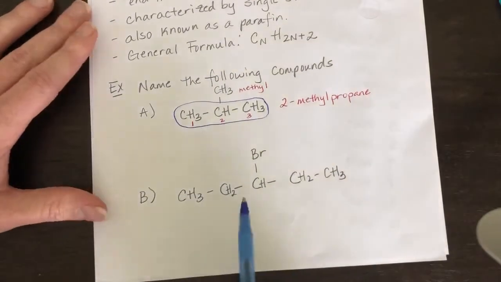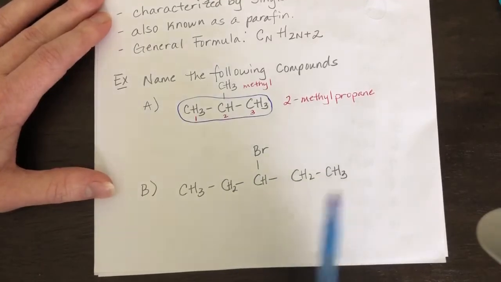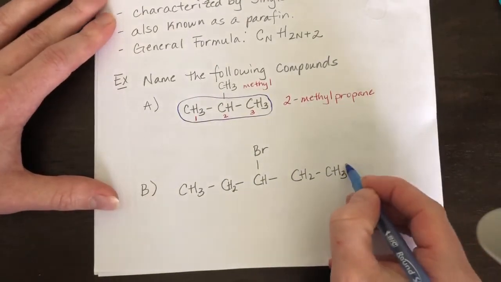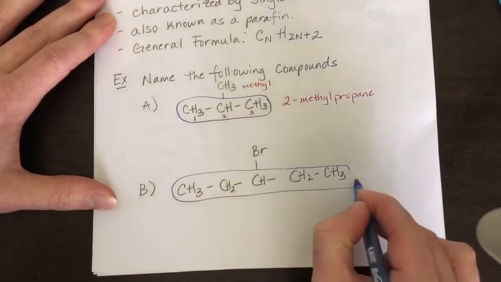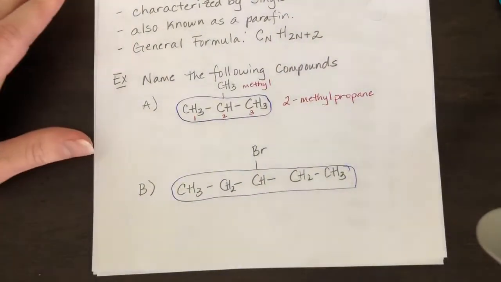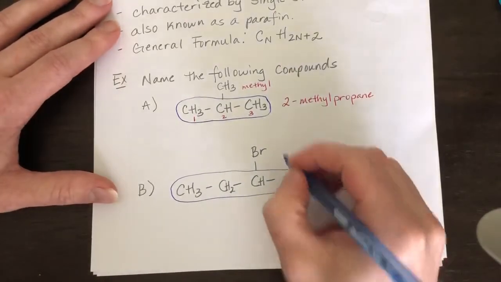Okay, so the next example, we got 1, 2, 3, 4, 5 carbons in a row. So that's going to be our parent chain. Okay, we're going to number it to where the Br gets the lowest numbers possible. This is a bromo.